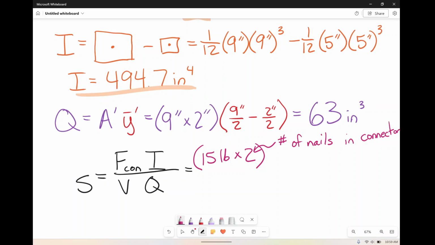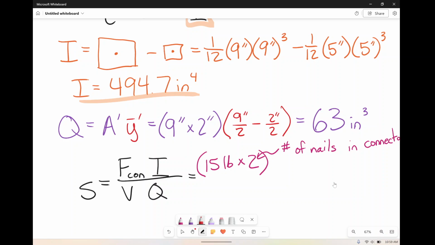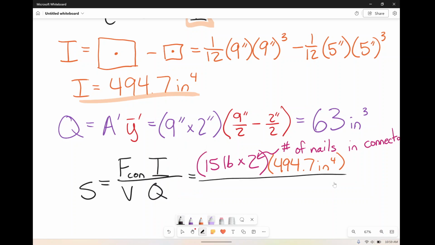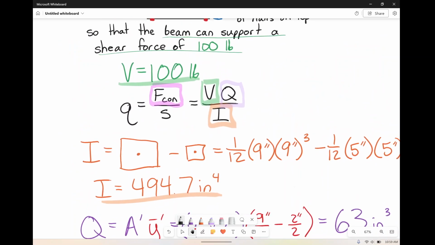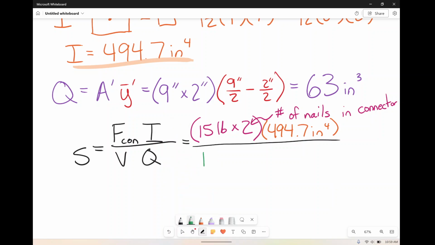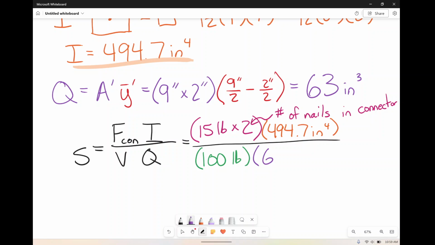Okay, we said I. No, we calculated I. I was 494.7 inches to the 4th, divided by V. V was given. V was 100 pounds across this beam. And then Q. Q was, we just calculated it, 63 inches cubed.